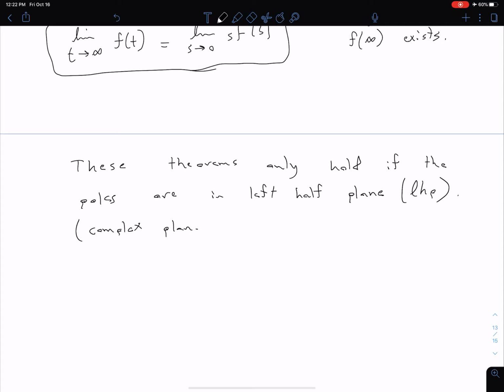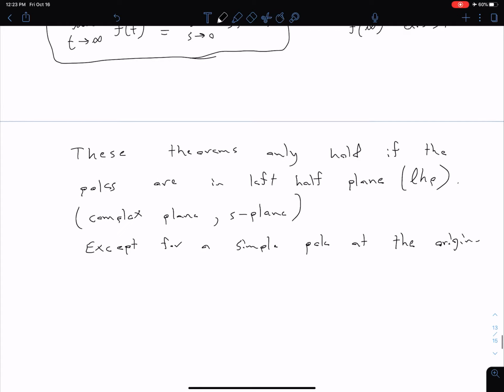So, the complex plane, or we'll also refer to it as our S-plane. There is one exception here: we can have a simple pole at the origin. So, except for a simple pole at the origin. Let's describe a couple of things in this statement in a little more detail.